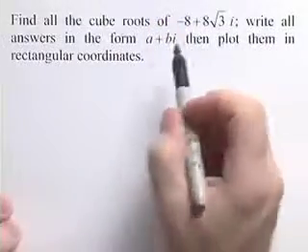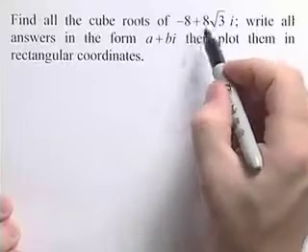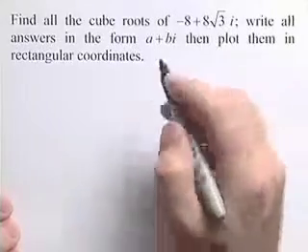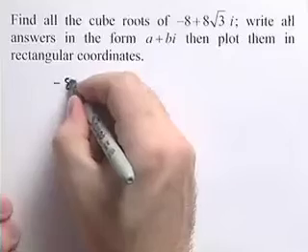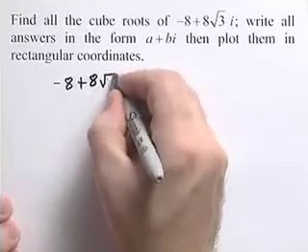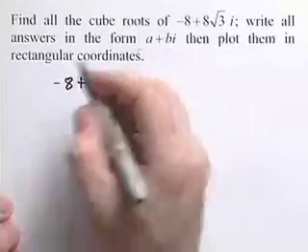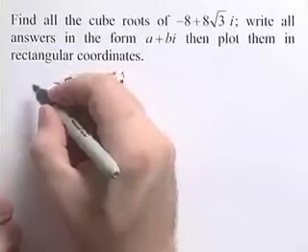We're going to find the cube roots of a complex number. We're going to write all of the answers in the form a plus bi and then plot them in rectangular coordinates. We're given this complex number, negative 8 plus 8 times the square root of 3 i. I'm just going to rewrite that here. We're going to go ahead and call that w.